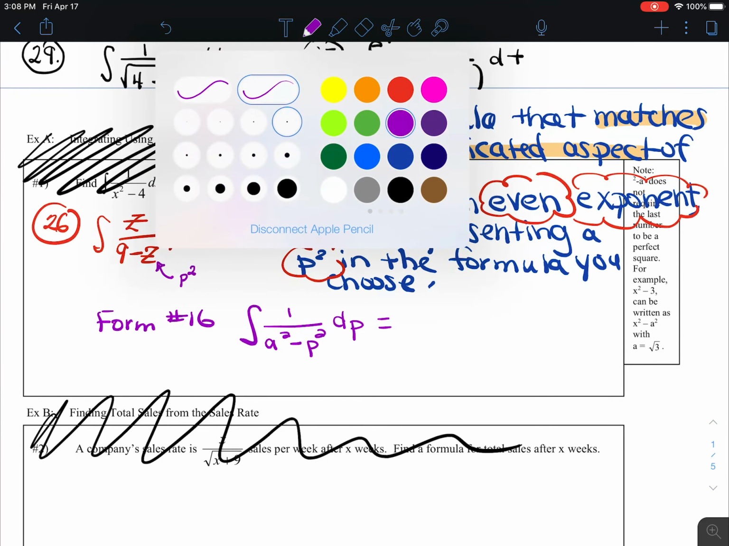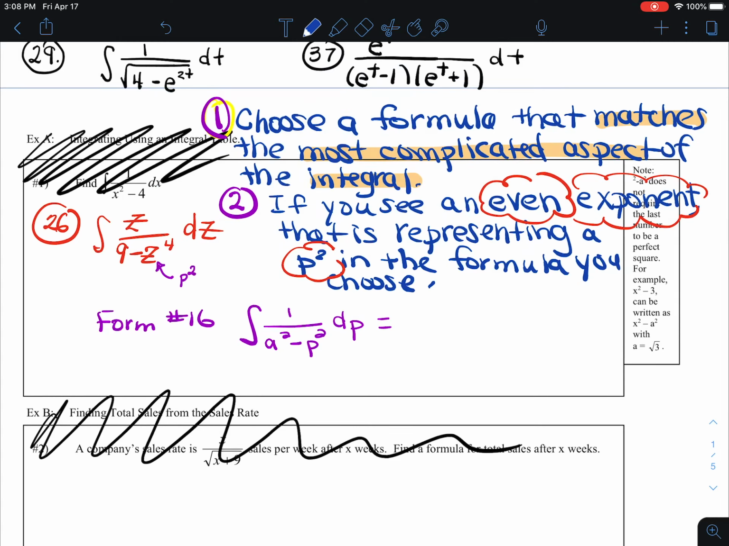Okay, I'm now going to write down my substitutions. Now the a is going to be a 3. That's easy. But you need to plug something in for the p. And you need to say to yourself, what could you plug in for this p so that after you've squared it, you're going to get a z to the fourth? That's the question you're asking yourself here.